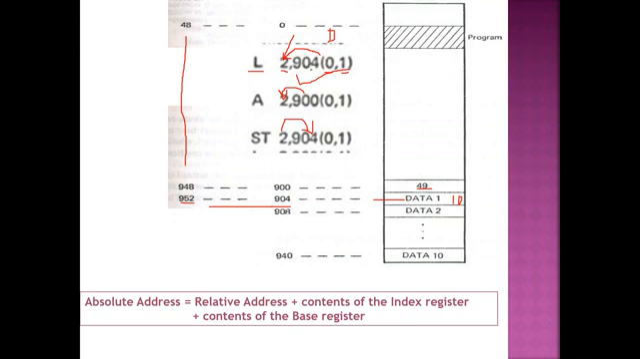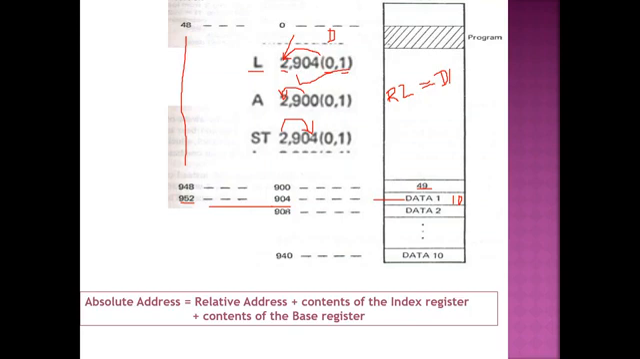So what should I do? I'm loading the value present in 904 to register 2. So what happens now? My register 2's contents is equal to data 1. Register 2 is equal to data 1 after I have loaded from 904. So 904's value is loaded into register 2. In our case, let us assume that it is 10.